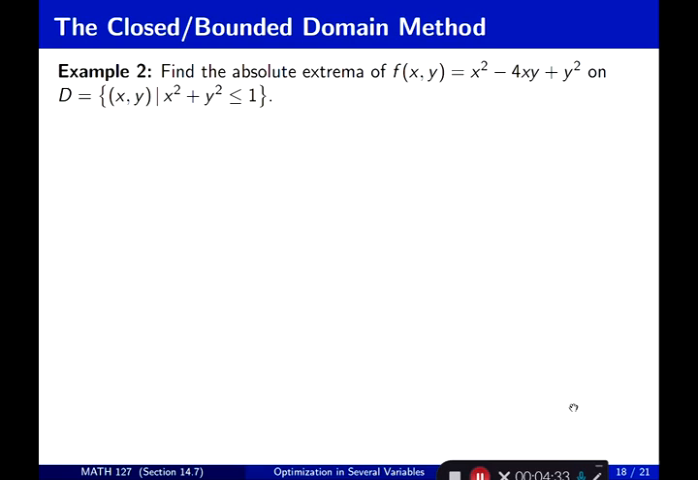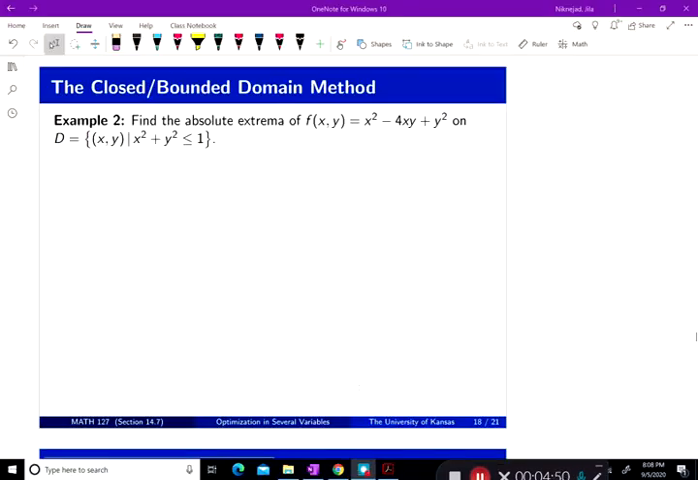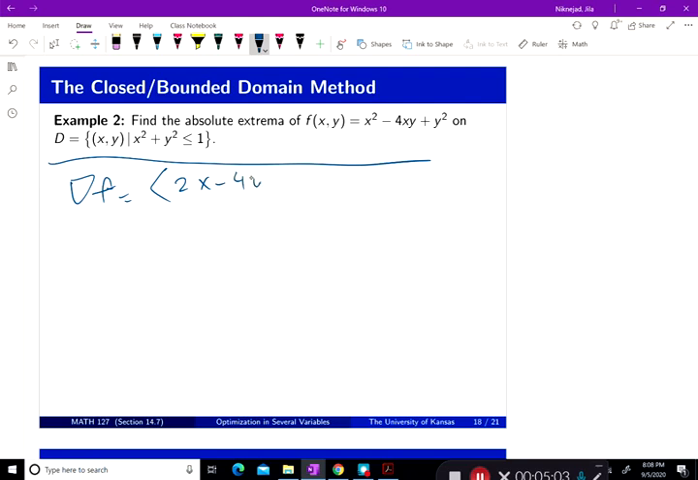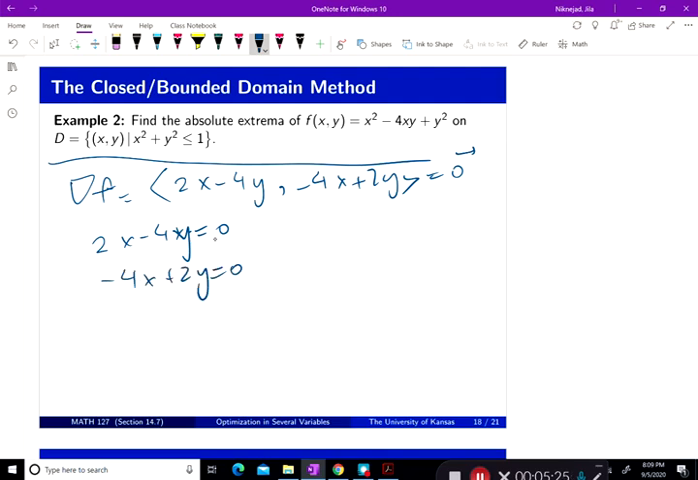Example 2. Find the absolute extrema of f of x and y equal to x squared minus 4xy plus y squared on the domain D equal to all x and y such that x squared plus y squared is less than or equal to 1. So the first step here should be to find the critical points. The gradient of f equals the derivative with respect to x and then the derivative with respect to y. Set it equal to the 0 vector, and so it's 2x minus 4y equal to 0, and negative 4x plus 2y equal to 0, and this gives you 0 and 0. So you found that, and that's a critical point.